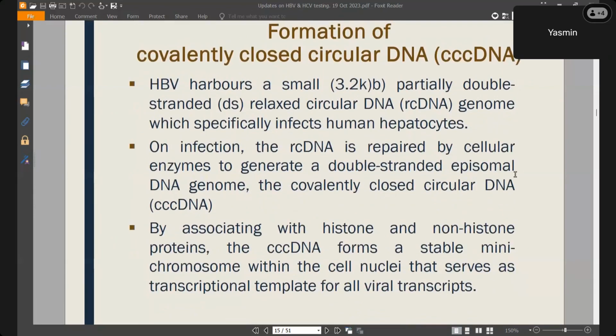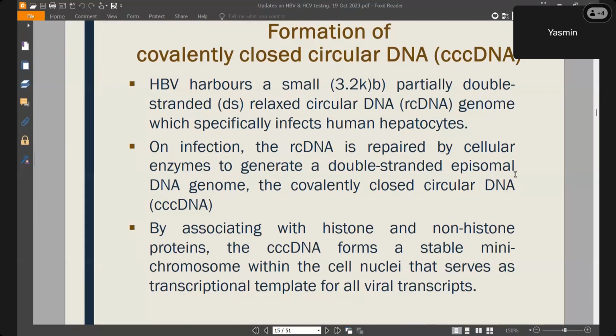All right. Covalently closed circular DNA. This has been a rather pain in the you-know-where for almost 10 years. All right. So what is this cccDNA? Basically, now we know the hepatitis B has got a partially double-stranded DNA. All right. Now, this partially double-stranded DNA is actually very relaxed. So it's actually, now they call it a partially double-strand relaxed circular DNA, rcDNA. All right. This is the one that infects the hepatocytes.